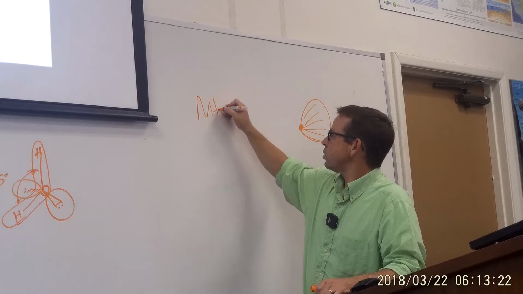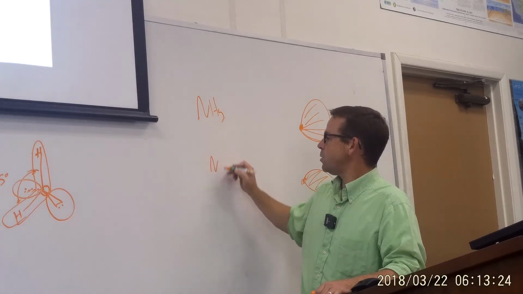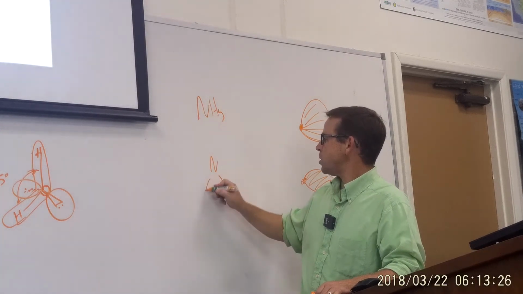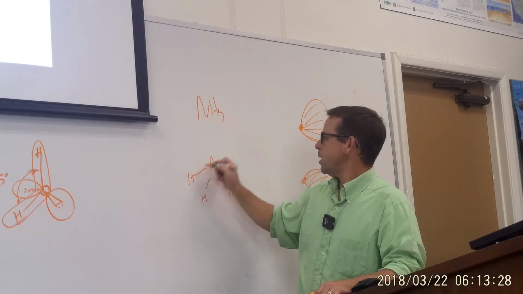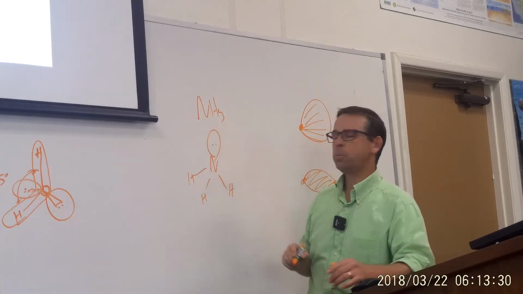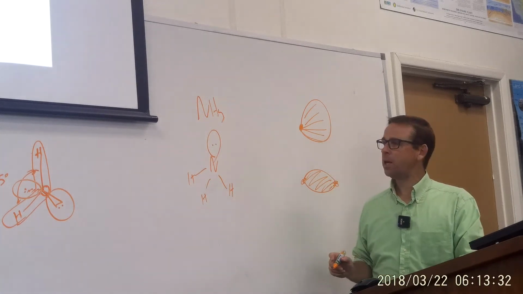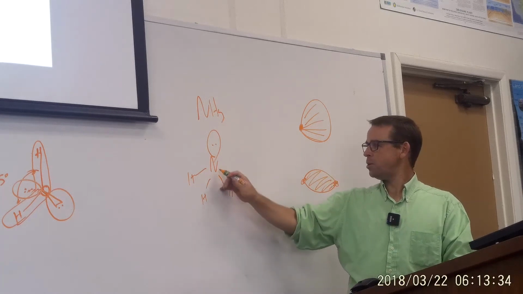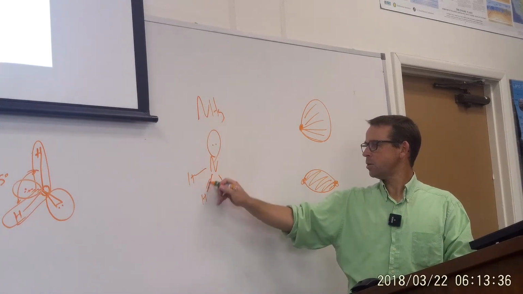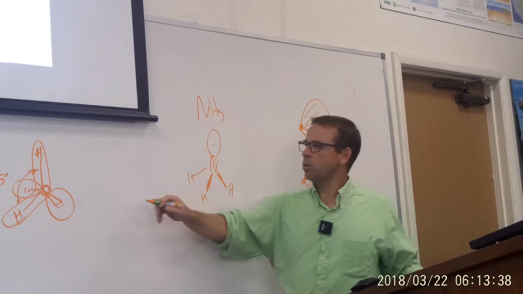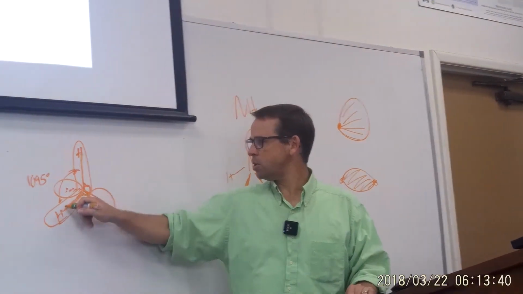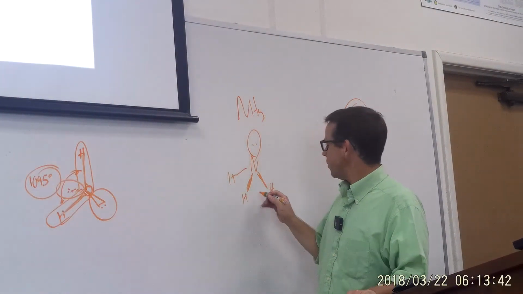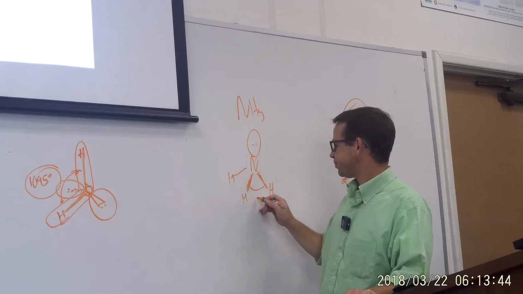Ammonia, NH3. We said that there's nitrogen here, 3 hydrogens, and then there's the 4th region, which is a lone pair. Okay? Whose hydrogen bonds, the nitrogen-hydrogen bonds or the oxygen-hydrogen bonds, do you think would have the smaller angle?